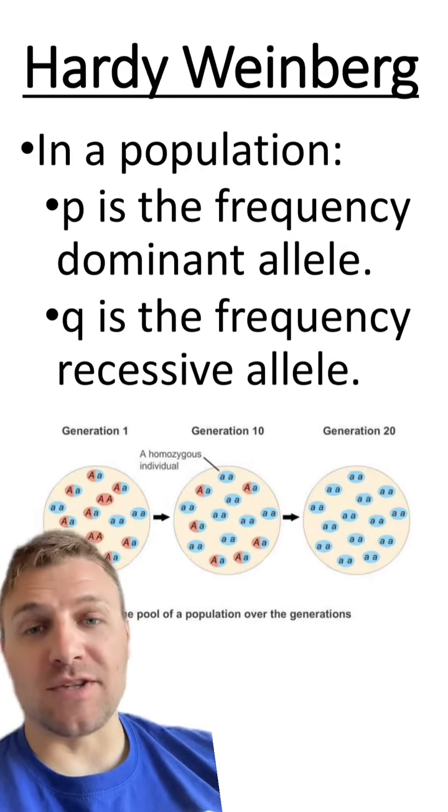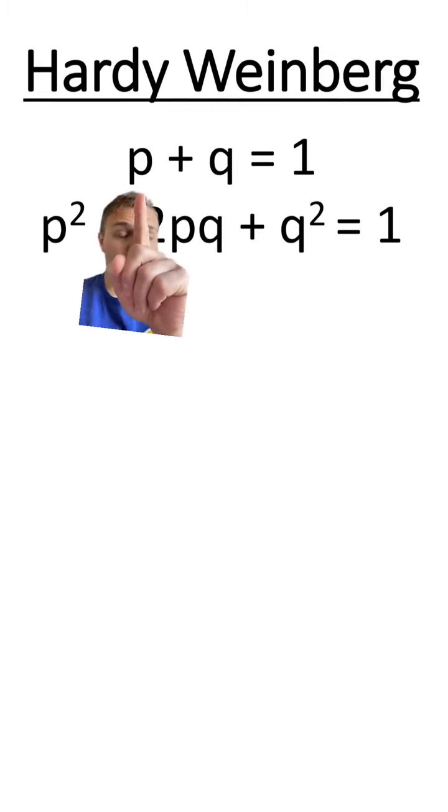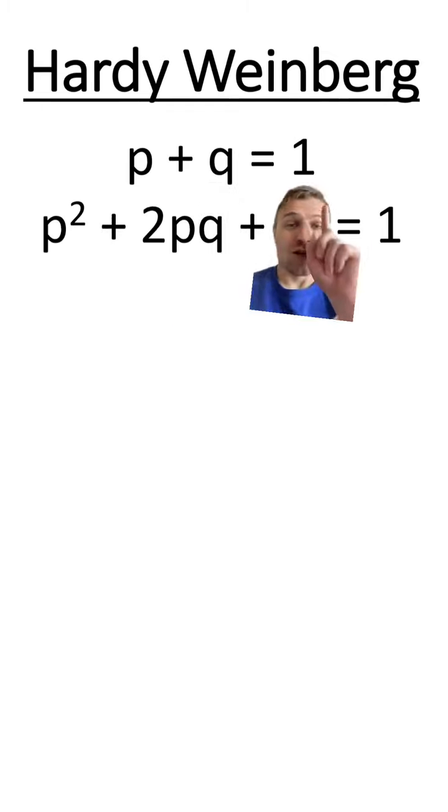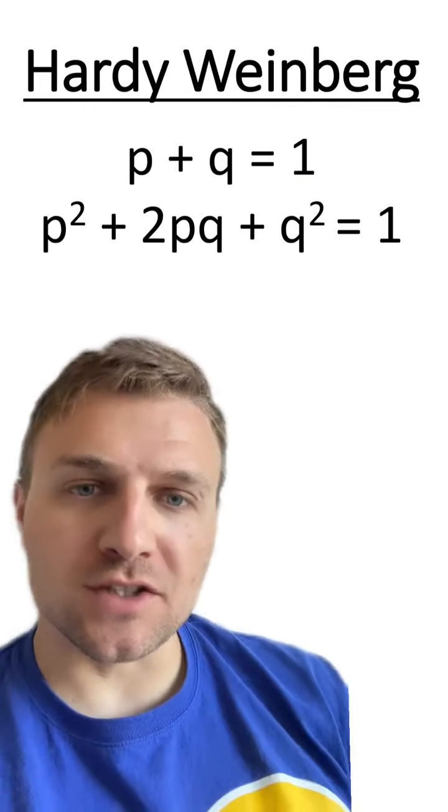And if you think back to the P and Q representing both types of alleles, all of the dominant alleles plus all of the recessive alleles should equal 1 or 100%. I'll show you in other TikToks how we use these two equations to mathematically show if evolution is occurring or not.